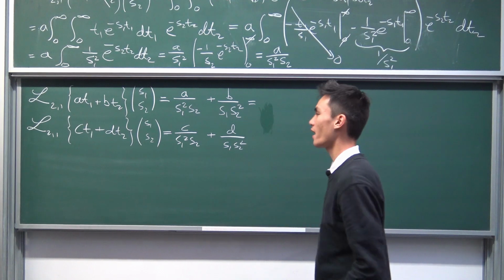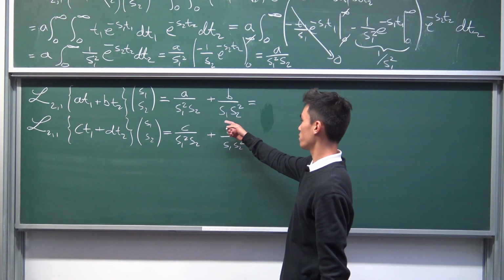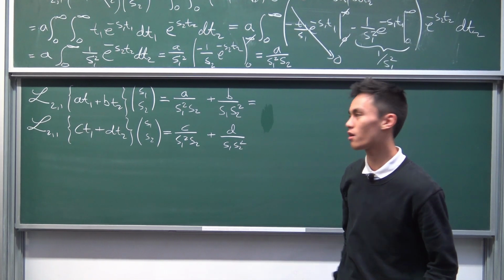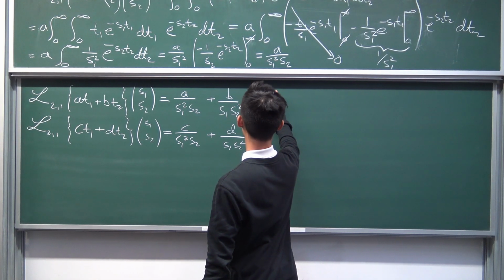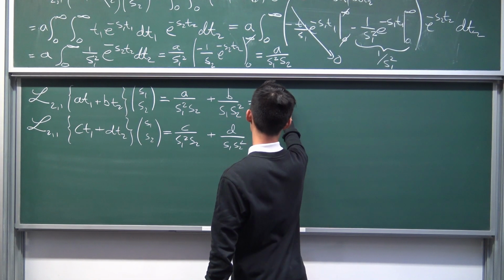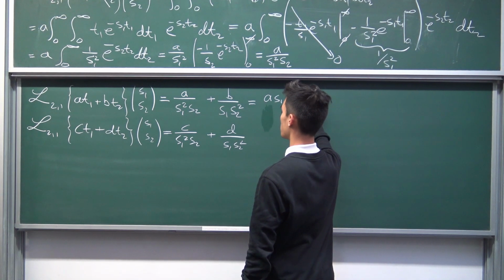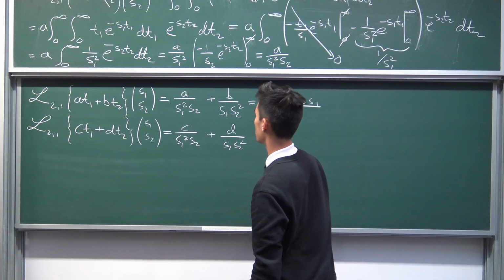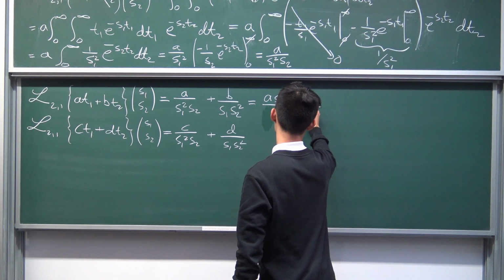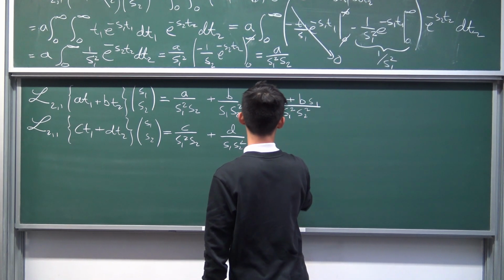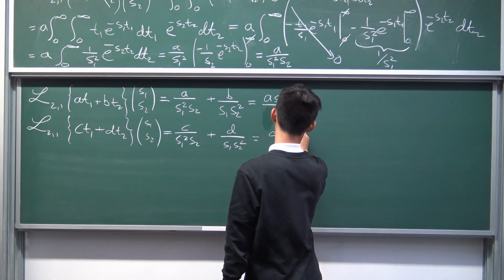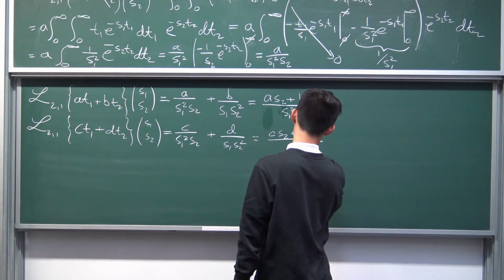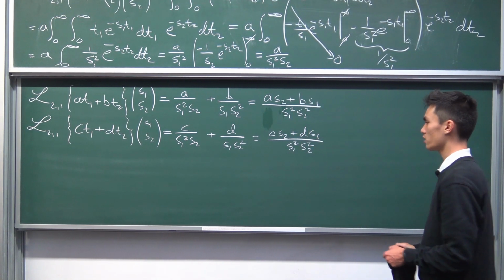However, there is something a little simple we can do from here. Namely, we can combine these two fractions together. And how can we do that? We can just multiply the first fraction by s2 over s2, the second fraction by s1 over s1. So this is going to give us something like a times s1 plus b times s2, divided by s1 squared and then s2 squared. Okay, and the same thing goes down here. We have cs2 plus ds1 over s1 squared times s2 squared, like so. So that should be it.